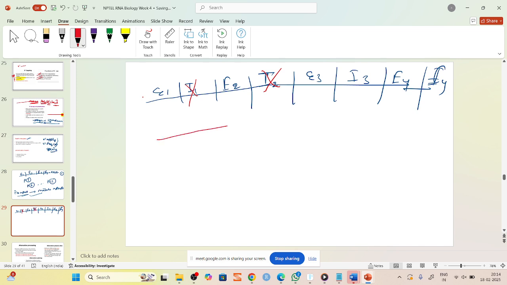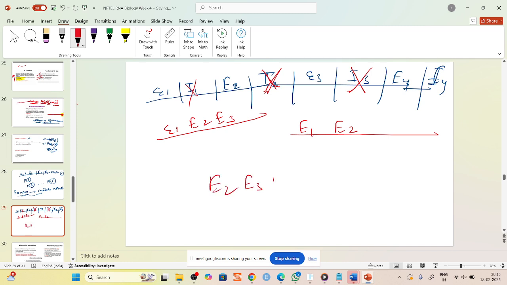I get E1, E2, E3. Fine. I am splicing only intron number 1. The rest I am not doing anything. So I'll get only E1 and only E2. Or I splice intron number 3 and intron number 2. Then I will get E2, E3 and E4. I will not get even here.